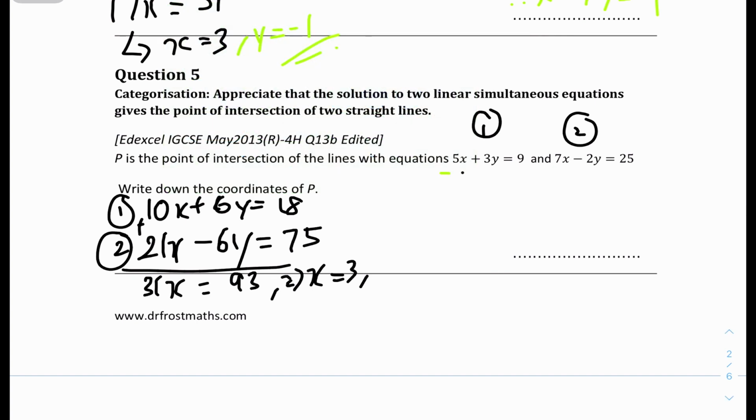And for the corresponding y value, we can just work it out ourselves. So it will be 5 times 3 plus 2y equals 9. It will be 2y equals 9 minus 15, which gets us minus 6. And therefore y equals minus 3. So we know that the coordinates of P are 3 and minus 3.